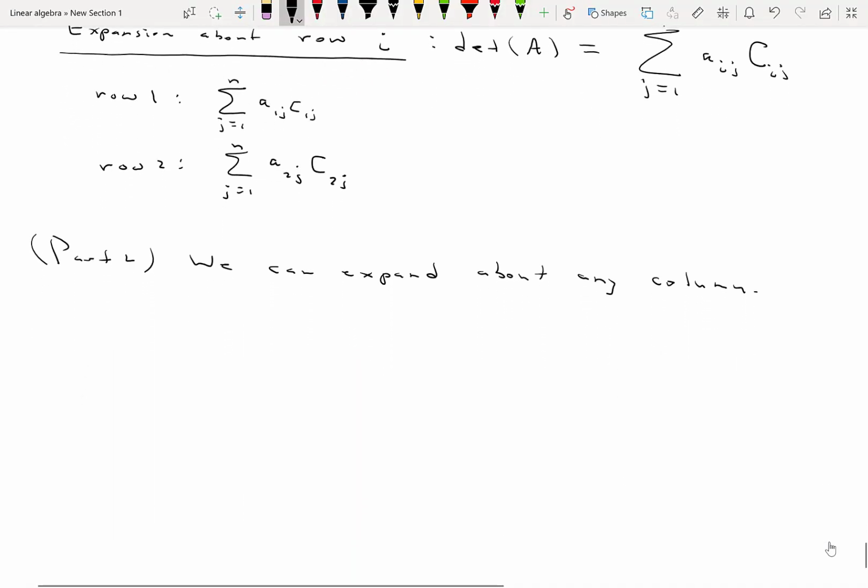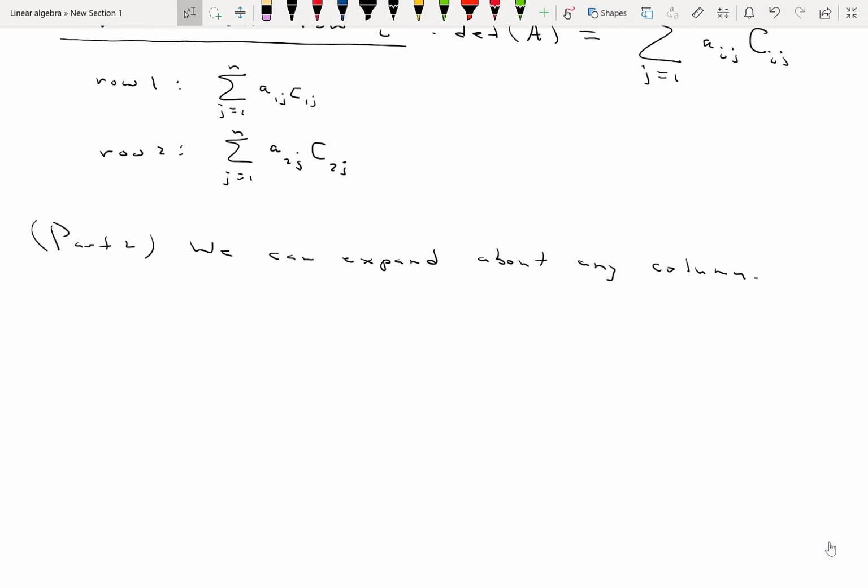Let's see what that would look like in an example without jumping to a formula, although you can probably guess what the formula is going to look like. Let's look at an example.